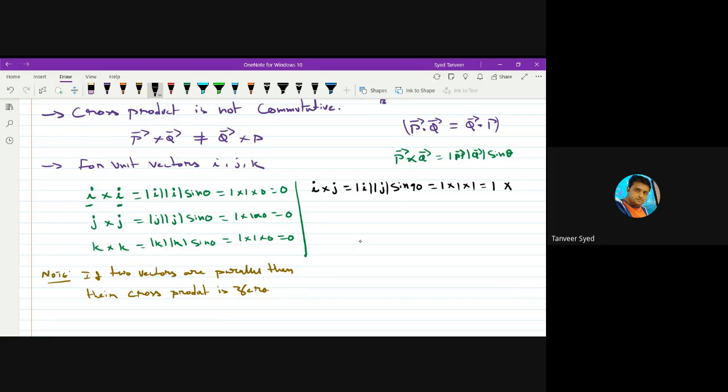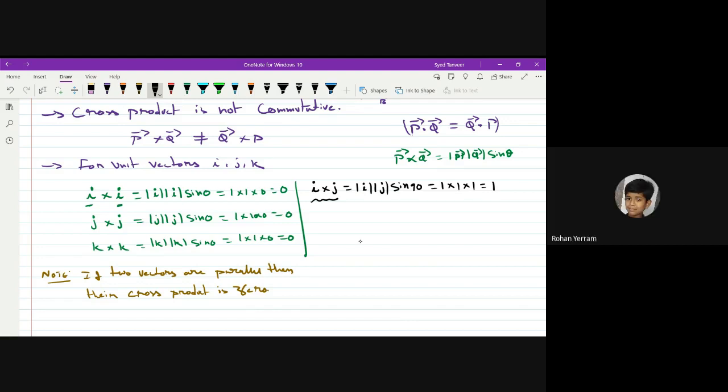Why? 1 is a scalar. It is only a number. It is not a vector. We are doing cross product, so your product must also be a vector. 1 is the magnitude of that vector product. What is the direction of I cross J? Right hand thumb rule. Put your fingers along the x-axis, bend them towards the y-axis. Your thumb is pointing towards?